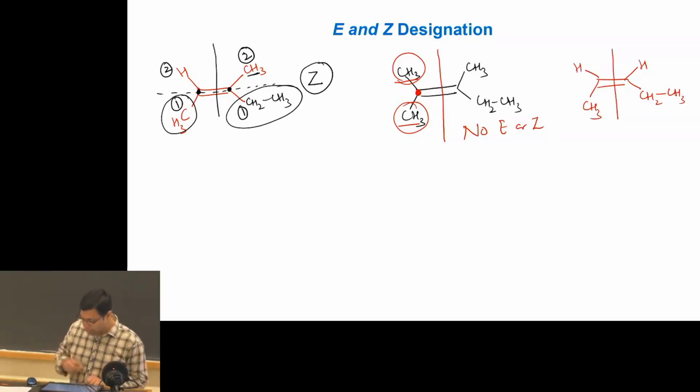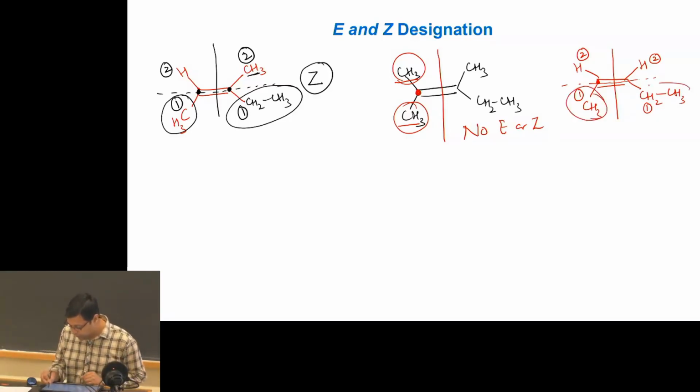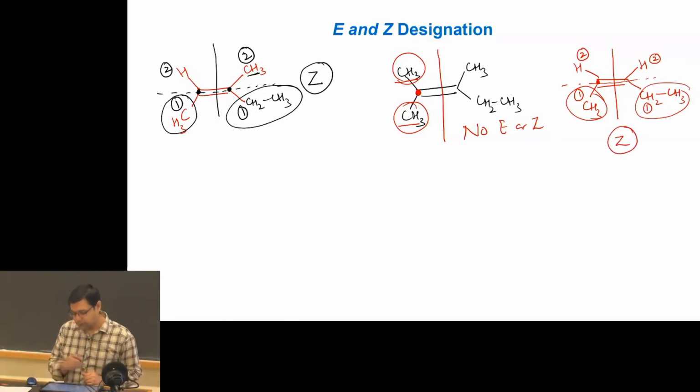Draw a line perpendicular to the double bond. Assign priorities 2, 1, 2, 1. Draw a dotted line parallel to the double bond. Look for the higher priority groups. They are on the same side of the dotted line. This is Z.